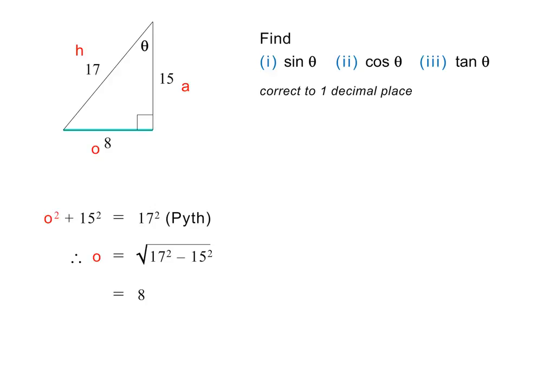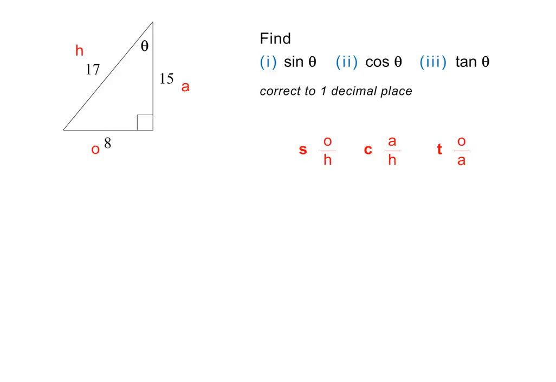We are now ready to find the values of the three trig ratios. To help us remember them, we write down sine, cos, and tan. This reminds us that sine theta is the ratio opposite over hypotenuse, which in this case is 8 over 17. 8 divided by 17 is equal to 0,5, correct to one decimal place. This completes part 1 of the question.